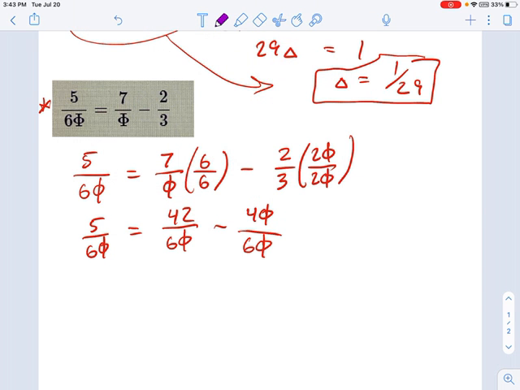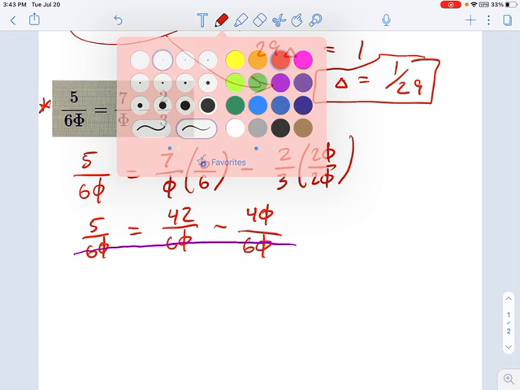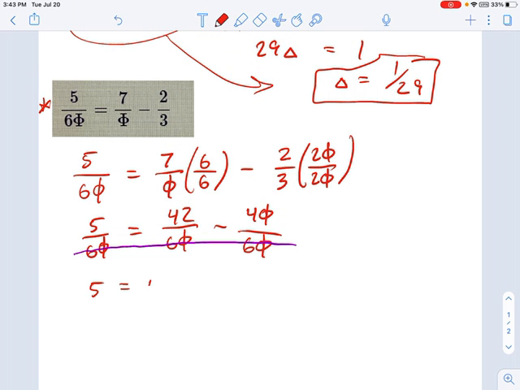And now I get to go through here and do my favorite thing, which is just cross them all out and move on with a much simpler equation, which is 5 equals 42 minus 4 phi. I'm going to rearrange this a little bit, bring the 4 phi over here, the 5 over to the other side. I get 4 phi equals 37. So phi equals 37 over 4.